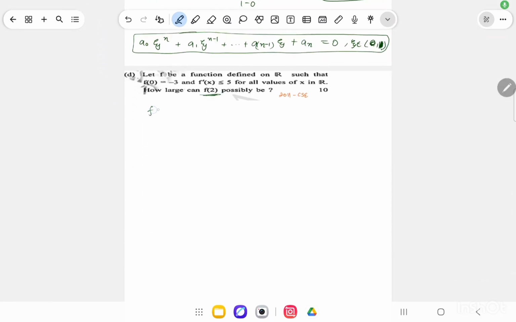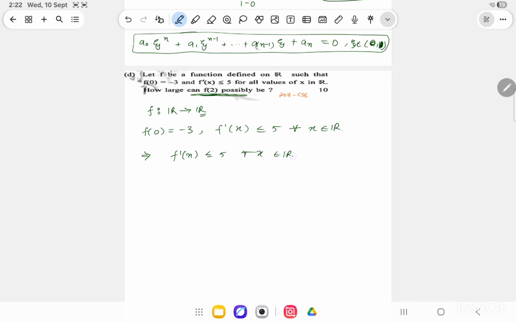So in this question it is given that f is a function from R to, let's say, R, because nothing is given to us about range, and f of 0 is minus 3. Also f dash x is less than or equal to 5 for all x in real. So we are supposed to find what can be the largest possible value of f(2). Since f dash x is less than or equal to 5 for all real x, we can observe that the derivative of function f(x) is bounded by a constant term.